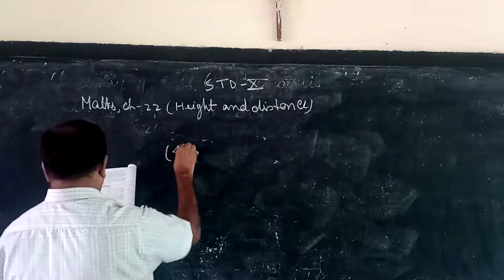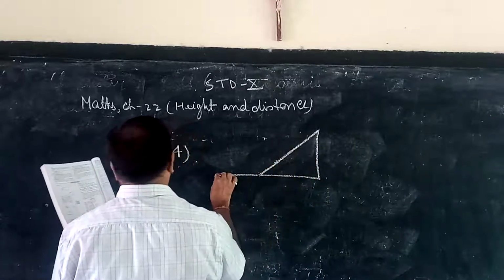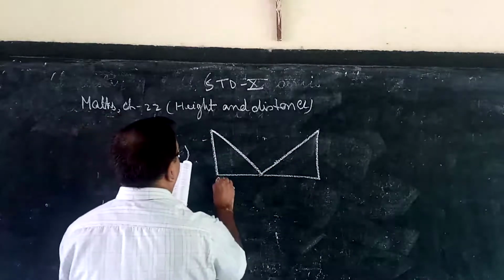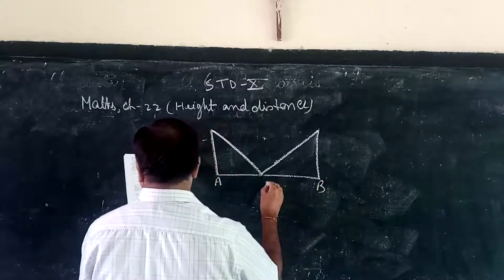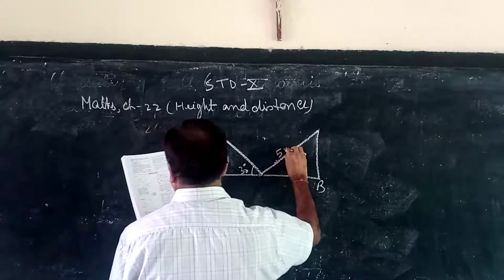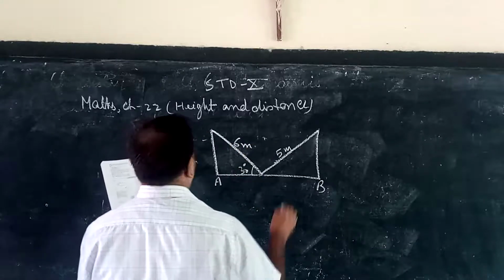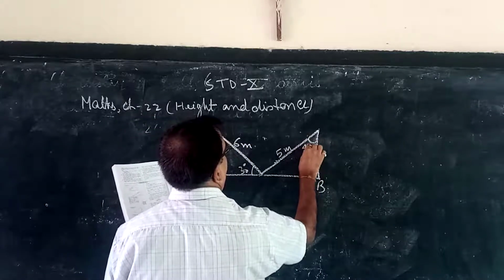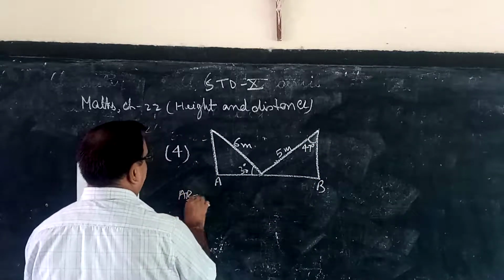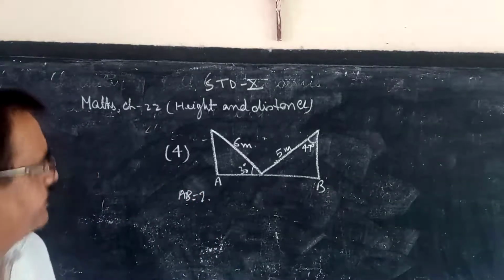Question number 4. This diagram is given. AB, this angle is given 30 degree. This is 5 meter, this is 6 meter. This angle is given 47 degree. Then you have to find the length of AB. So how to find the length of AB?